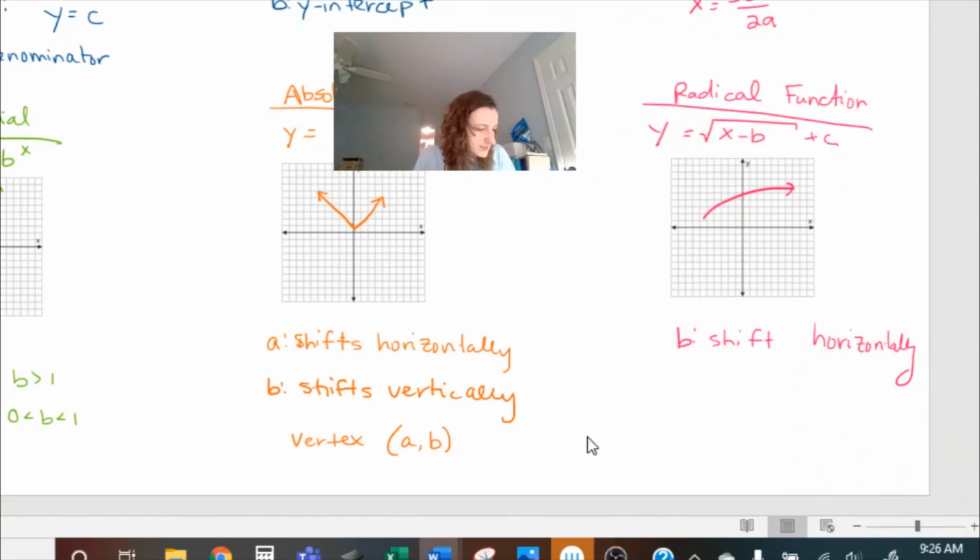It shifts it horizontally, and the c value shifts it vertically. And so that's your summary of everything that we learned from Algebra 1 as far as the functions go. So this is really important stuff here. Make sure that you have a good understanding of each of these functions. We're going to go back and be reviewing them after this chapter, but this is the last type of function that we're going to be learning, all right?